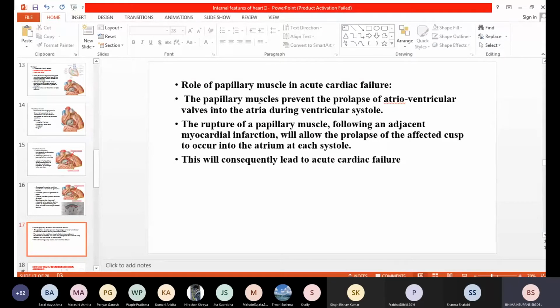The opposite occurs when this muscle gets ruptured, right? If the papillary muscle ruptures, mainly in myocardial infarction, MI, it allows the prolapse of the affected cusp into the atrium during systole. The main thing to remember is that they prevent the prolapse of the atrioventricular valve into the atria, so the blood from the right ventricle will not regurgitate into the right atrium. Otherwise there will be production of different heart sounds like murmurs. That is the function of the papillary muscles.